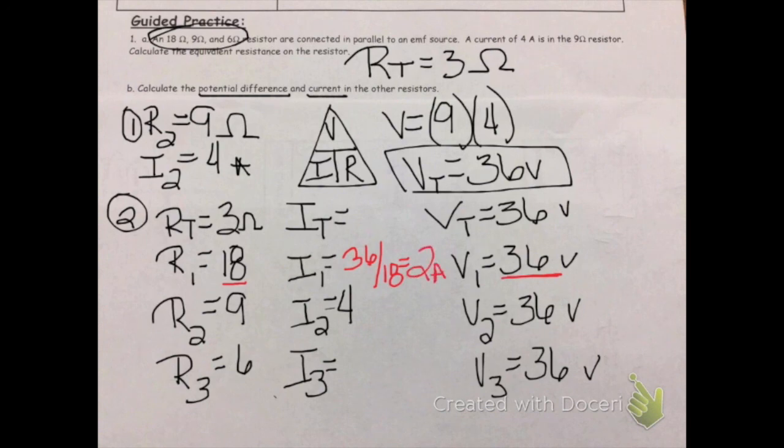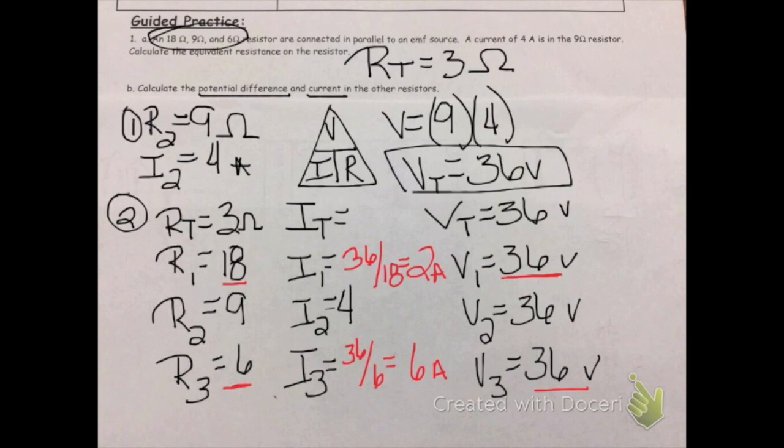We can use that on the next one down here. R3 is 6. V is 36. So this is going to be 36 divided by 6, which is going to equal 6 amps.